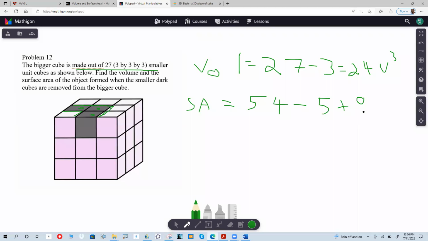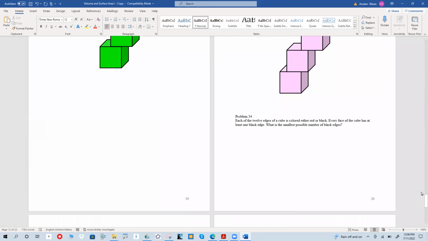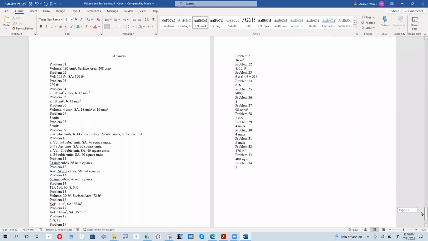And this time I'll try not to make a mistake. 54 minus 5 is 49. 49 plus 9 is 58. My surface area will be 58 units square. Let me quickly go check the answer. There's no need to, if I already made a mistake, there's no need to go over. I have to fix it first. 58 and 24, that's a good sign.